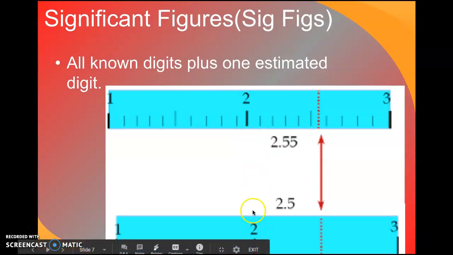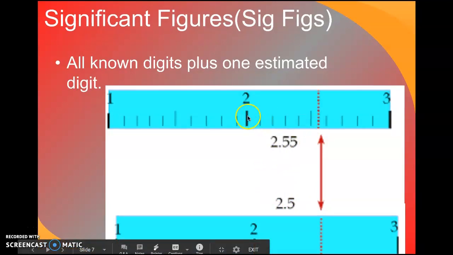Okay, so for example, down here, say this is centimeters right here. There's only markings at like whole centimeters. So if you're measuring to this point right here, well, you know it's somewhere between 2 and 3. Well, now you estimate, well, it's about halfway, so I'm going to say 2.5. So the 2, we know it's greater than 2, but this 5 is your estimated digit. So this would have two significant figures in that measurement right there.